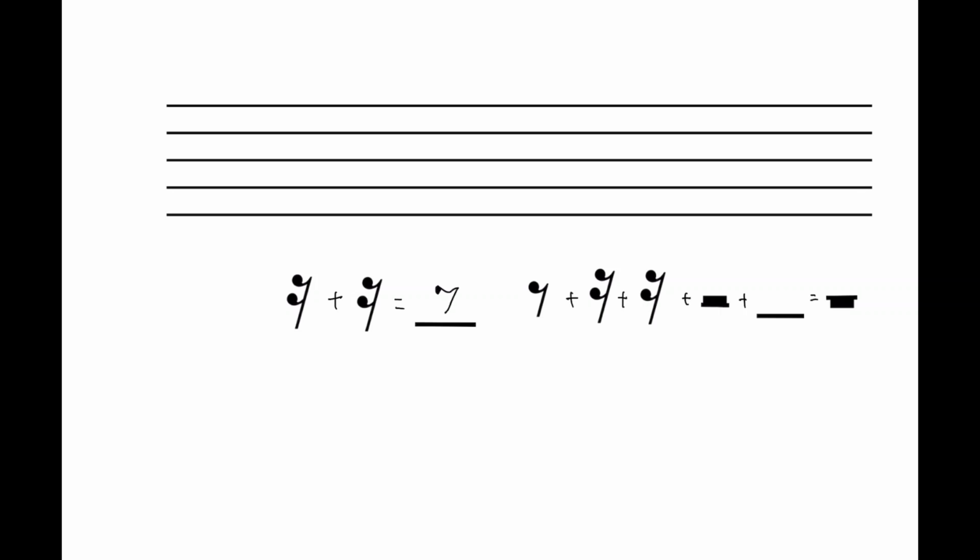Got a longer one here. We've got an eighth rest plus a 16th rest plus a 16th rest plus a half rest plus something equals a whole rest. So we've got two 16ths. Those are equal to one eighth rest. An eighth rest plus an eighth rest is equal to a quarter rest, plus a half rest, plus something equals a whole rest. That means we are missing a quarter rest.